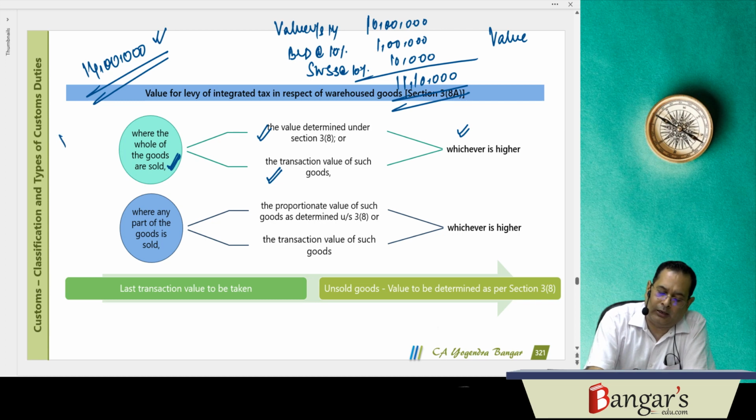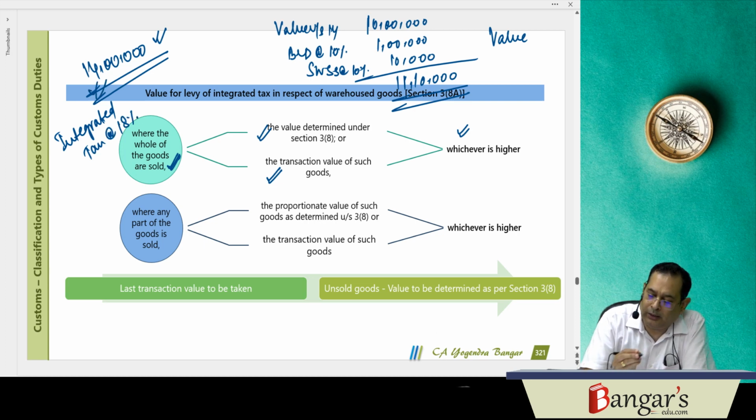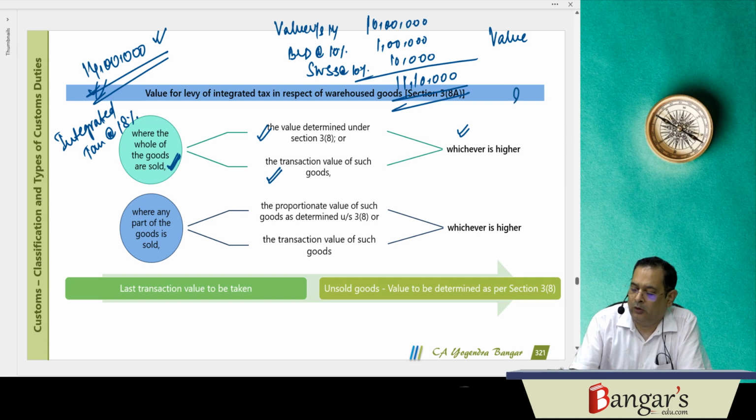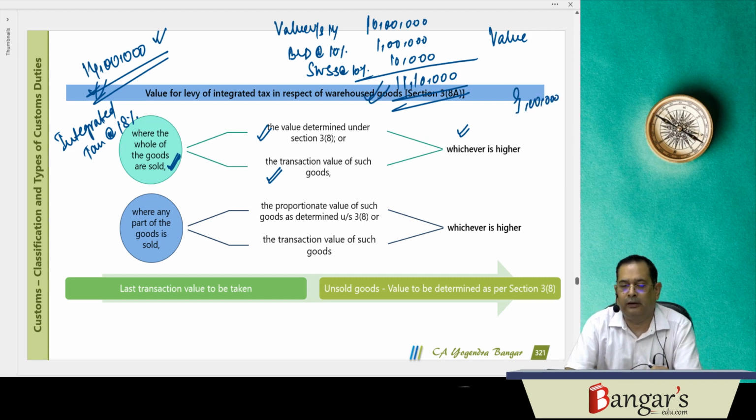So integrated tax in India is 18%. So integrated tax will be levied at the rate of 18% of 14 lakh rupees. If the goods have been transferred in the warehouse for, say, only 9 lakh rupees, then integrated tax would have been levied on, say, 11 lakh 10,000 rupees.